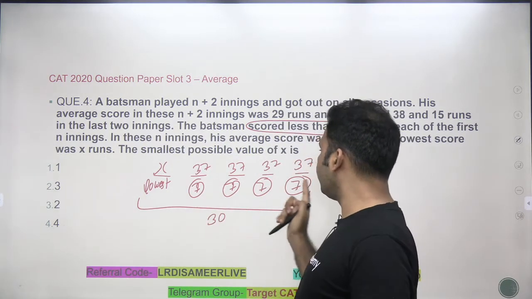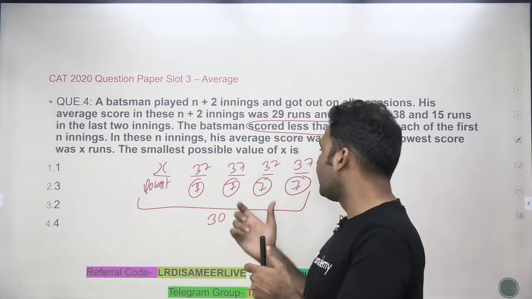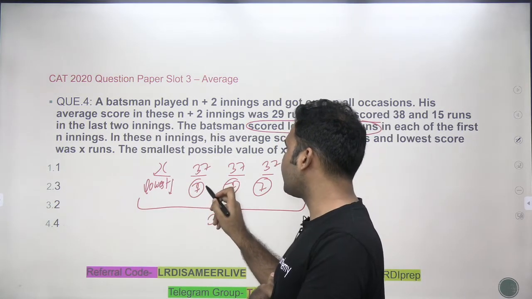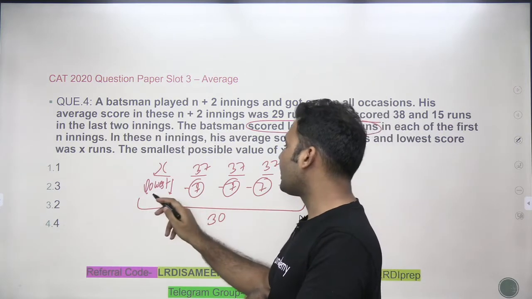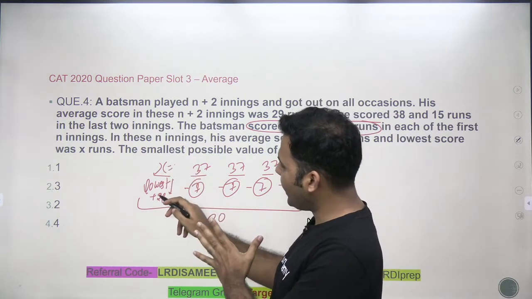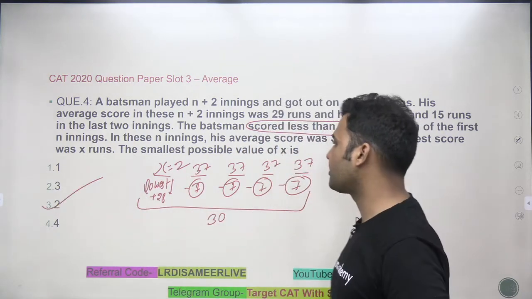So 7 into 4 is 28. If I want the value to get balanced at 30, these 28 will be balanced over here, right? This is plus 7, right? This is a decrement of 7 here, 7 here, 7 here. So there has to be an increment of 28. So what should be the value of X, so that after adding 28 to this value, the average gets maintained at 30? It should be 2. Third option is the correct answer.